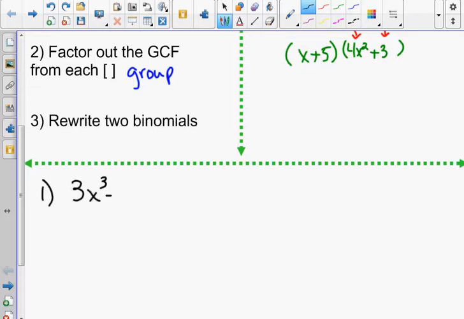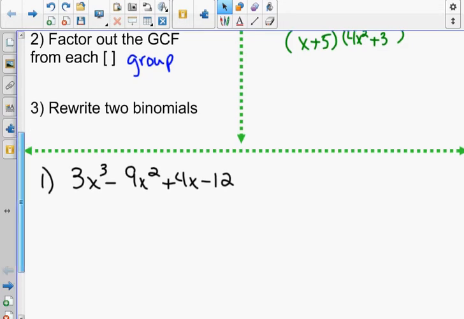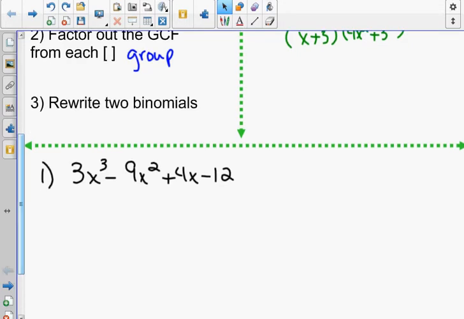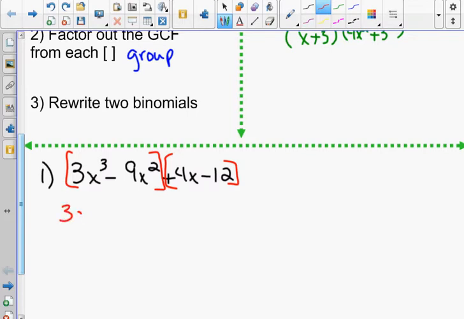3x cubed minus 9x squared plus 4x minus 12. Now we're going to follow this process the same way. We're going to start by grouping the first two terms and the last two terms. And now we're going to find the GCF of the first two terms, and that's going to be 3x squared. Well, what we have left over is going to be an x minus 3.